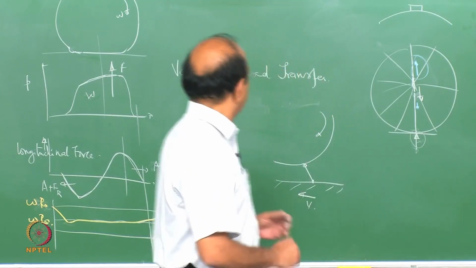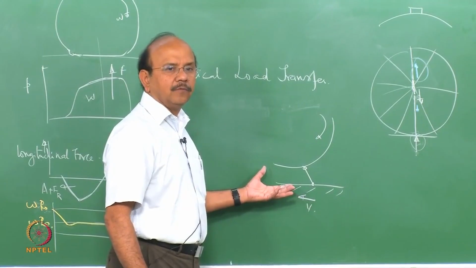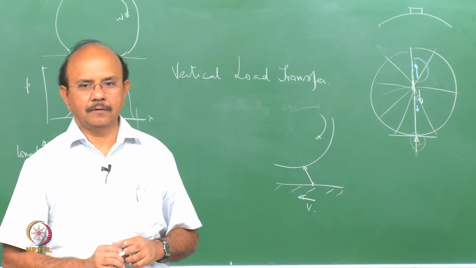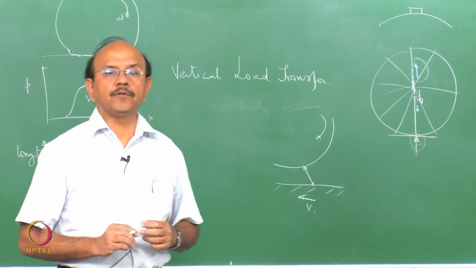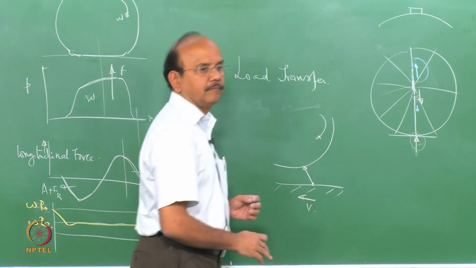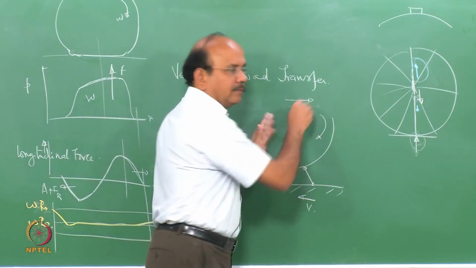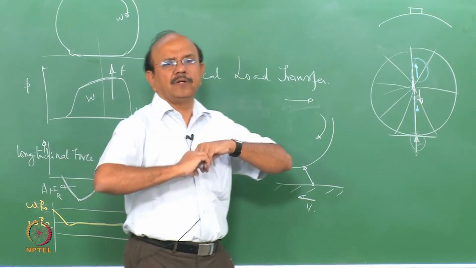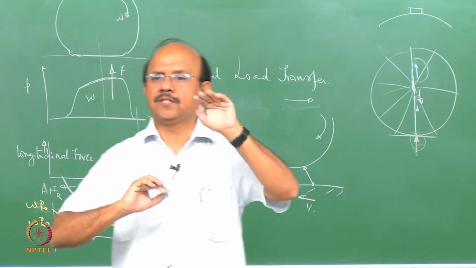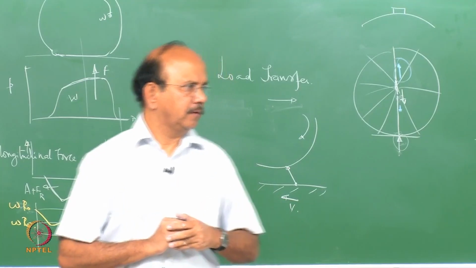Okay. Now, let us say that we have applied a sudden brake, right? What happens when you apply a sudden brake? The wheel now won't rotate. Wheel won't rotate, but the vehicle will be moving. Let's assume the wheel is completely locked, but the vehicle is still moving. Right?